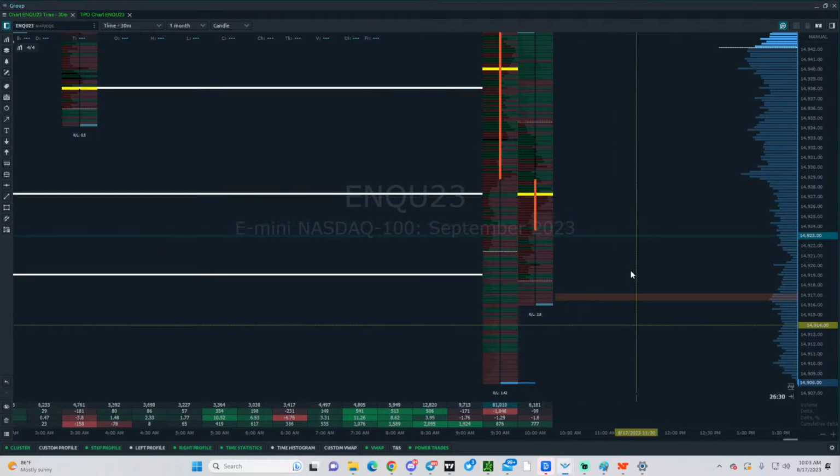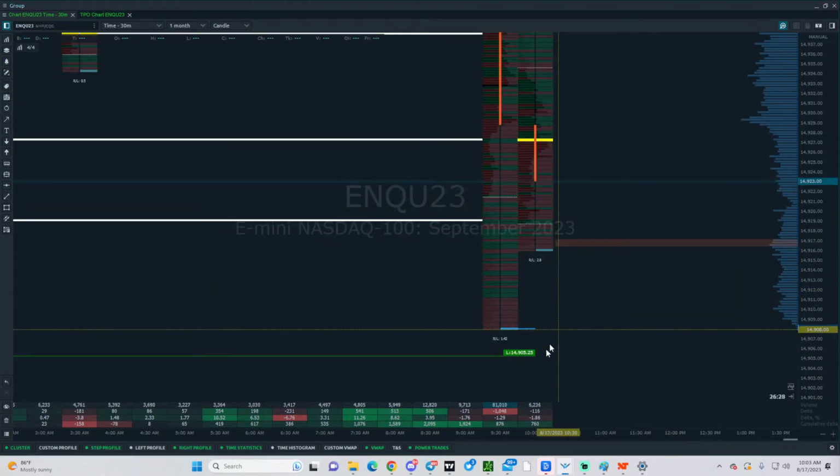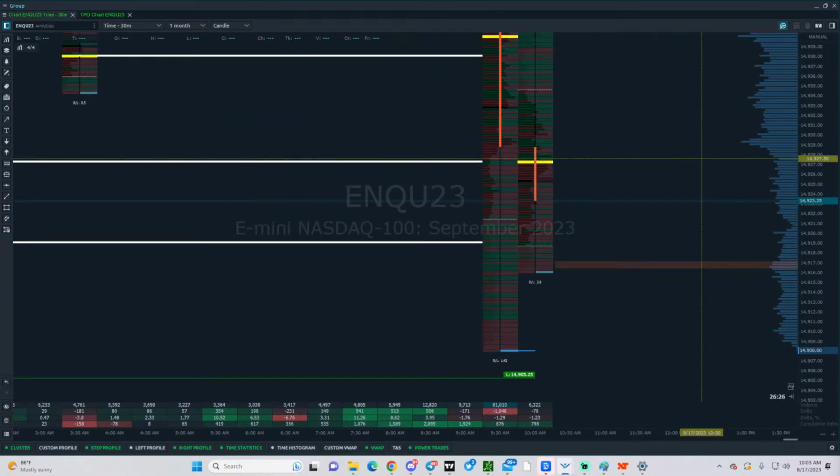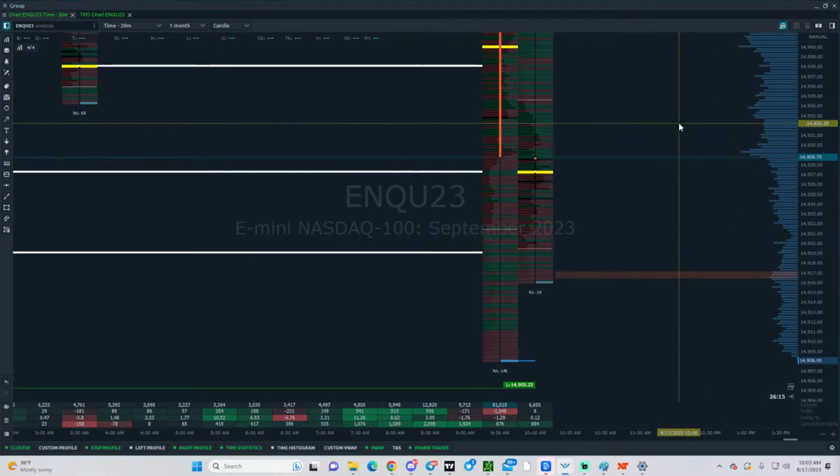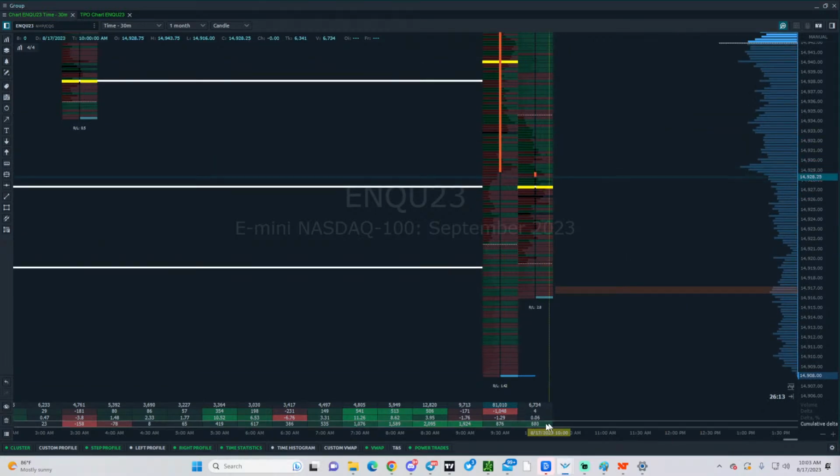So as you can see, guys, this is the low of the opening range right here, which is also the overnight low in this area. So we'll see how this area responds here to a price. Right now, I'm seeing some buyers coming in.